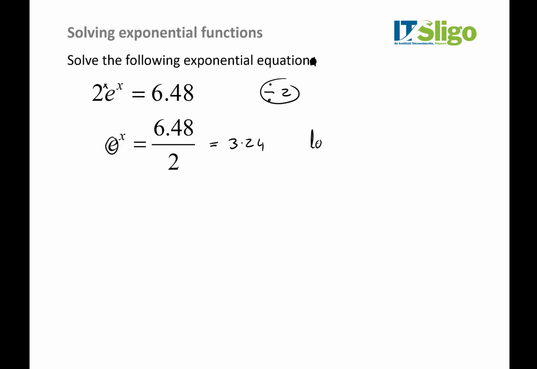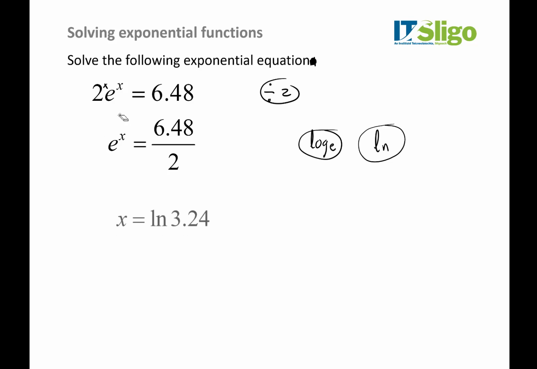So how do I do that? I get log to the base e of both sides, and remember log to the base e is very often called ln. So we get the natural log of both sides. So when we get the natural log of the left, they cancel each other out, and then we'll get the natural log of the right. Like I said, the e just cancels out. You don't need to write the intermediate step. So now we've got x is the natural log of 3.24. So you just get your calculator and work it out to however many decimal places is defined.